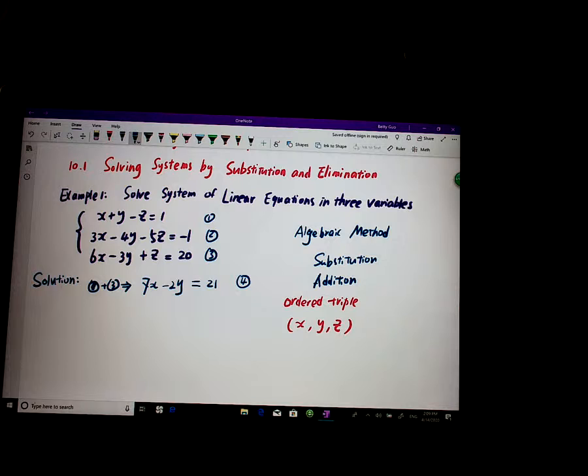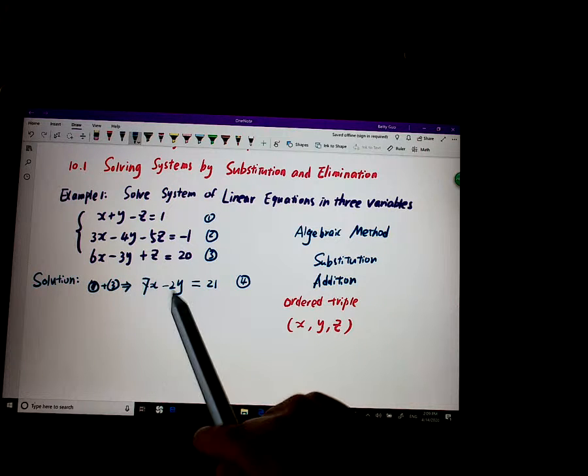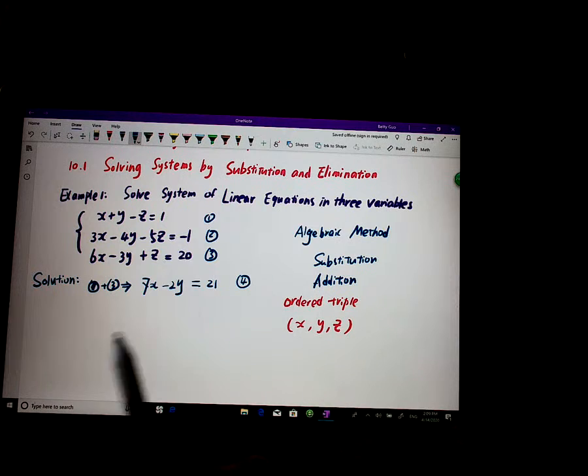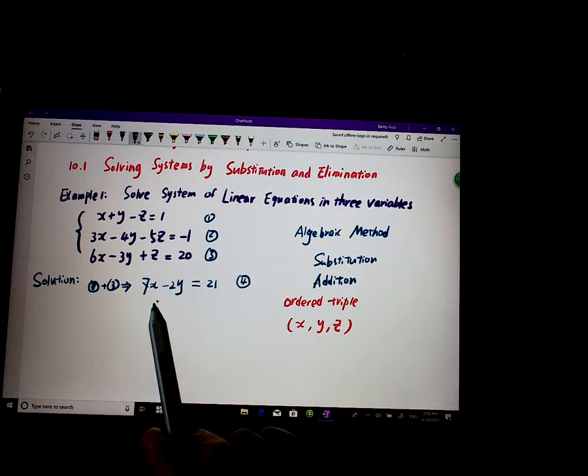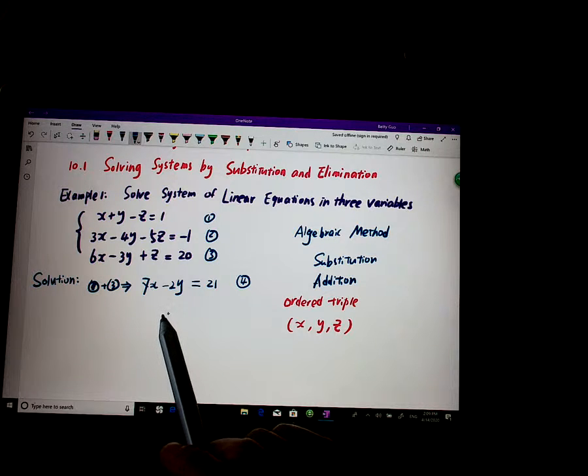In equation 4, there are only two variables, x and y. z is eliminated. Let me double check. 7x minus 2y. Okay, very good. So in equation 4, we have two variables. If we could have another equation only containing variables x and y, then we would have a system of linear equations in two variables. How do we reach that goal? How do we get another equation that only contains x and y?